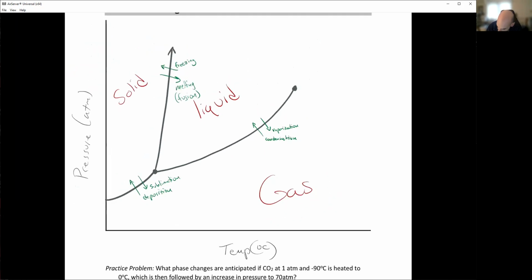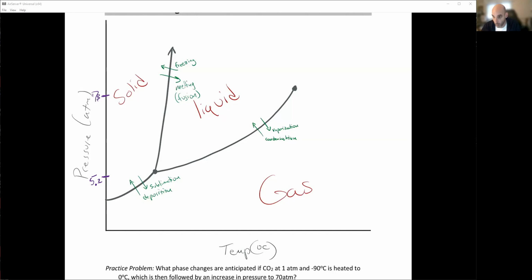I guess let me add some things to the axes. It's probably not appropriate that we just leave it as is. So let's see here. This little point here, which we're going to look at in a second, is at 5.2 atmospheres. This point up here is at 73 atmospheres. All right.